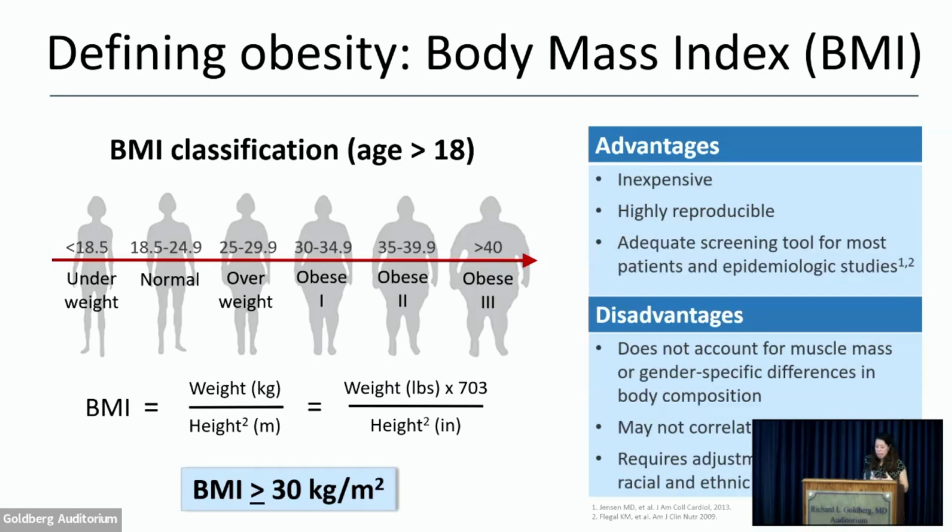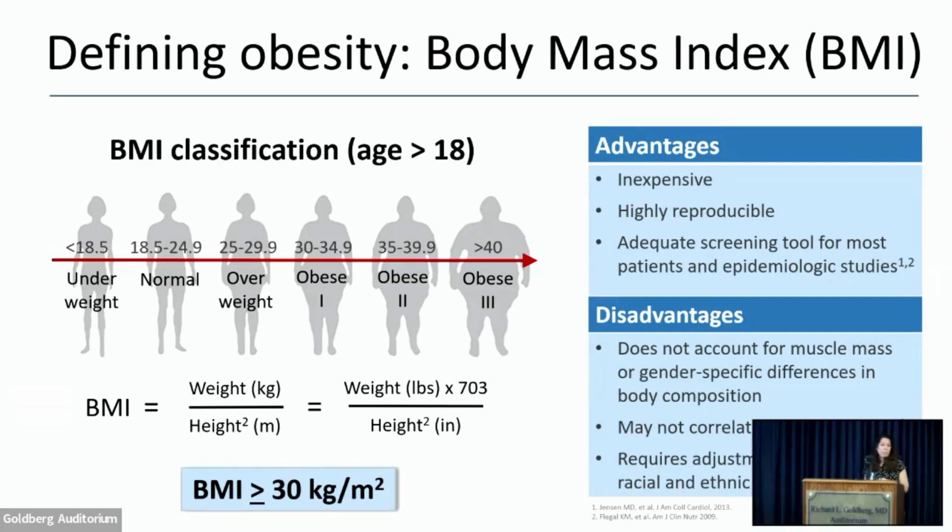This does not account for muscle mass or gender-specific differences in body composition. So women naturally have higher body fat percentages than men. And again, somebody like, say, a bodybuilder, right? If you think of Arnold Schwarzenegger, who has a lot of muscle mass, body mass index is not necessarily going to accurately represent fitness or fatness. It also may not correlate with disease risk.